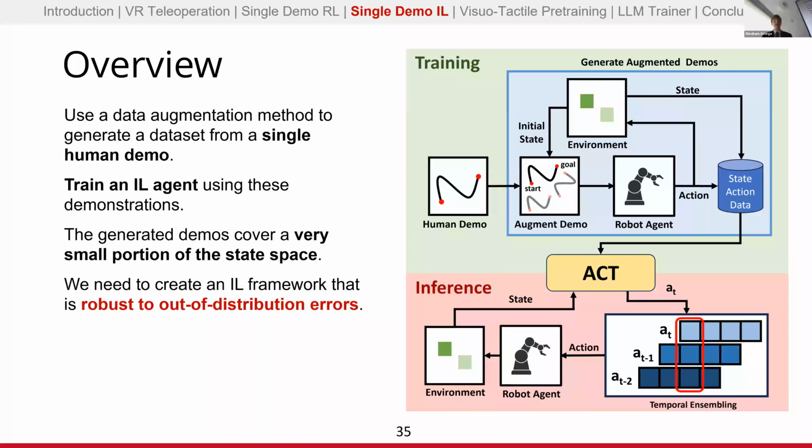So an overview of our method. First, we used a data augmentation method, somewhat similar to our previous method, but with some minor modifications, to create a data set from a single human demonstration. We then trained an imitation learning agent on these demonstrations. But an important thing to note is that these generated demos cover a very small portion of the state space, so we needed to create an imitation learning framework that is robust to out of distribution errors, and we did this by developing a novel temporal ensembling method.